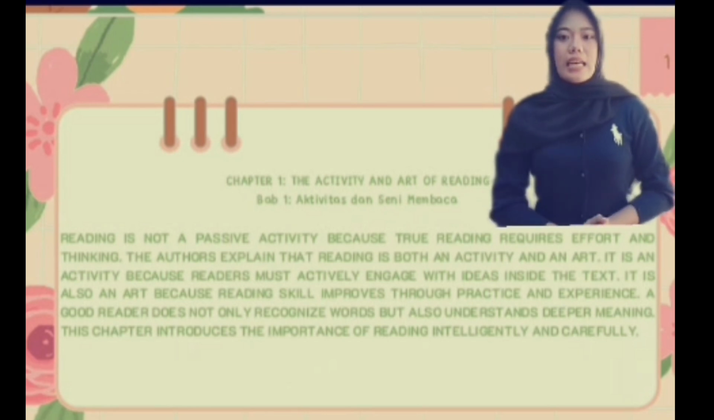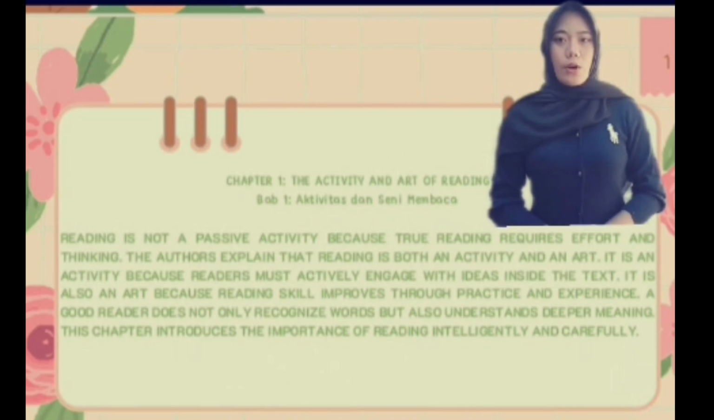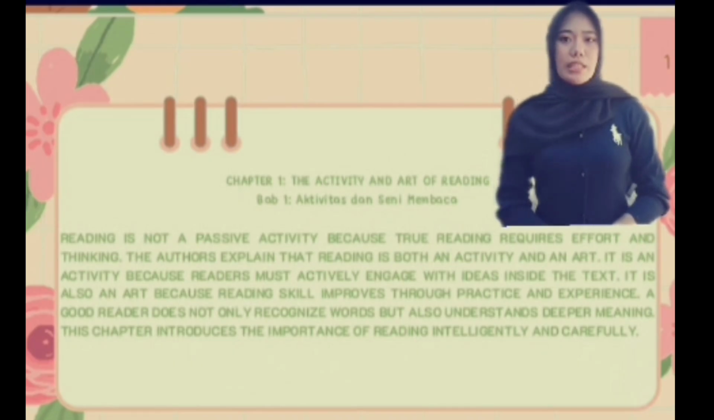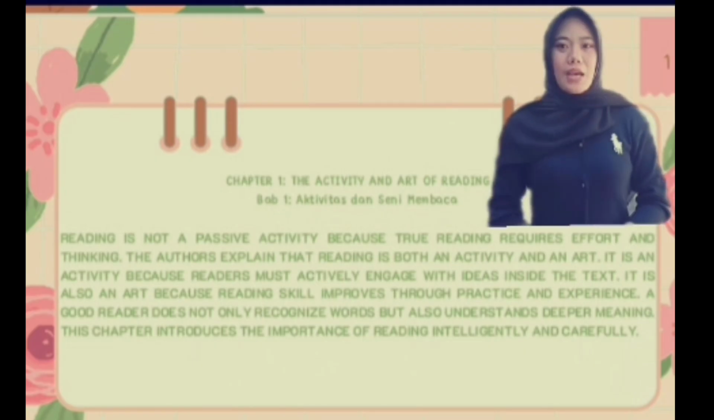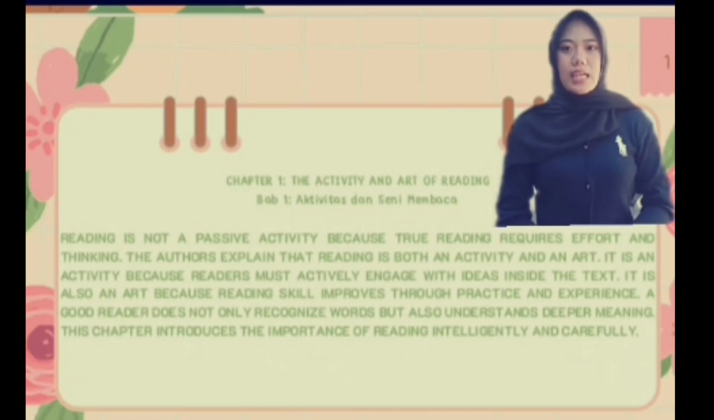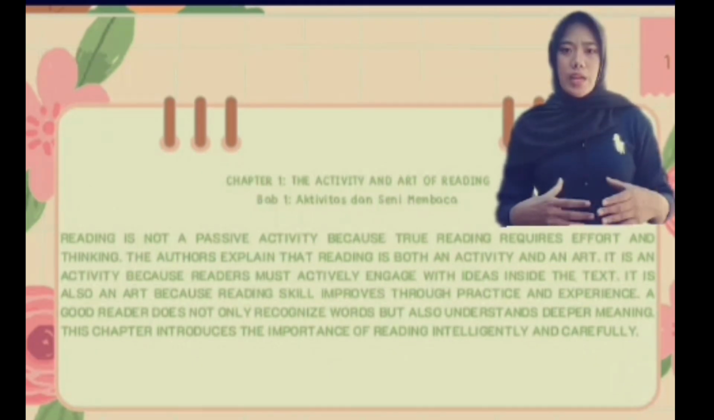In the first slide, which is chapter 1, the activity and art of reading. In chapter 1, Adler and Van Doren explained that reading is both an activity and an art. Reading is an activity because it requires the reader to think actively while reading text. We cannot simply look at words and expect to understand everything automatically. The authors also describe reading as an art because it is a skill that develops through practice and experience. Just like learning music or painting, reading becomes better when we practice it regularly.